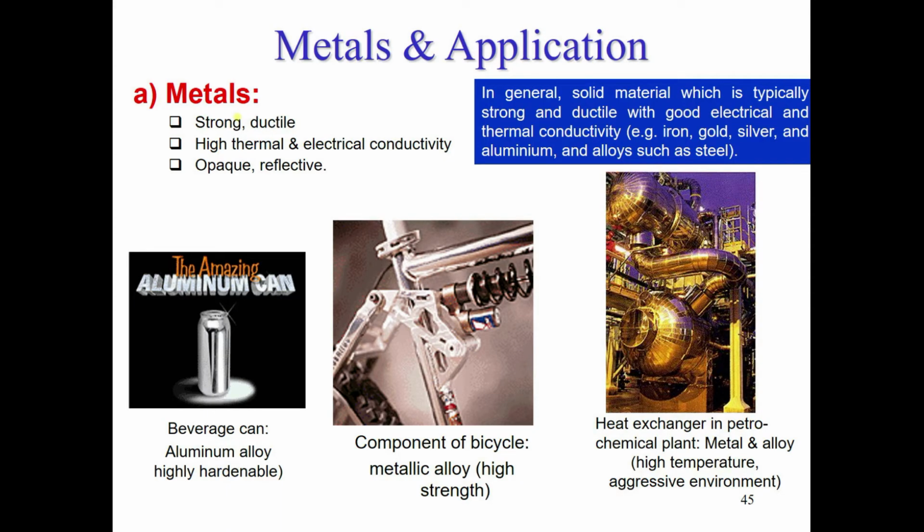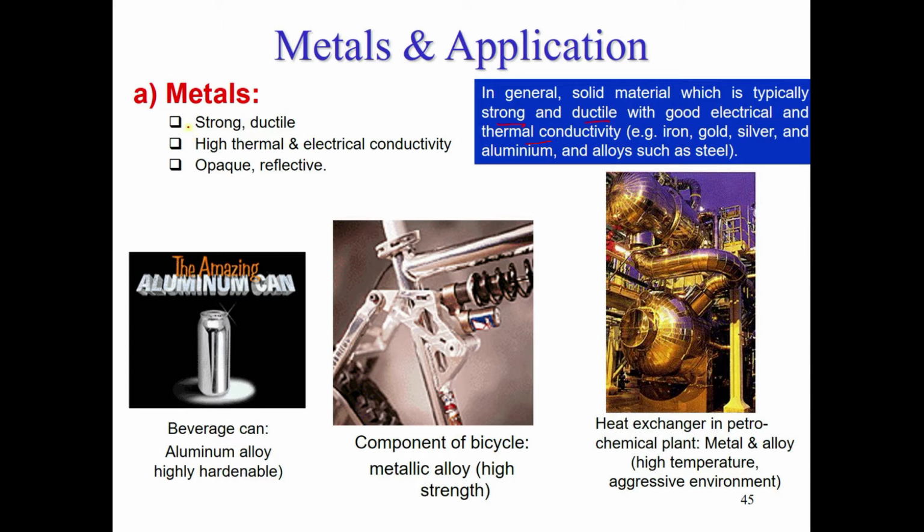Let's have a look at several types of engineering material. Okay, the first one is metal and its alloys, as well as their applications. Metal is normally a solid material which is typically strong and ductile, with good electrical and thermal conductivity. For example, iron or ferrum, gold, silver, aluminium and its alloys such as steel. Metal is actually the most widely used material.